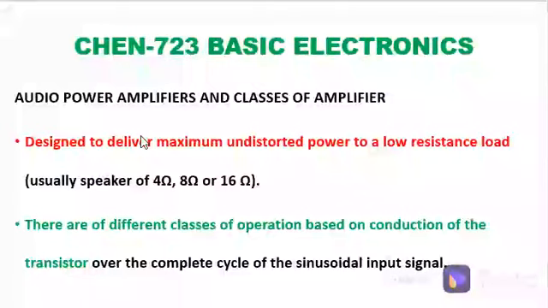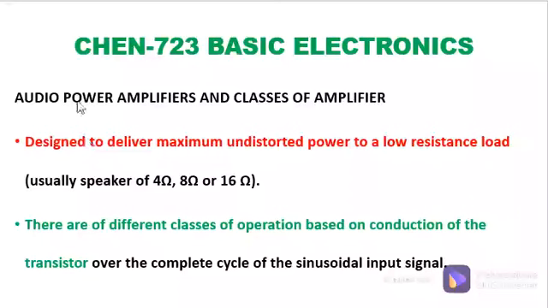You are welcome to our lecture number 4 on Chen723, which is basic electronics. Today we'll be looking at audio power amplifiers and their classes. As we have seen from our previous lectures, the transistor is used as an amplifier. That is a device that will take a low input signal and produce a higher output signal, and it can be audio and it can be radio.